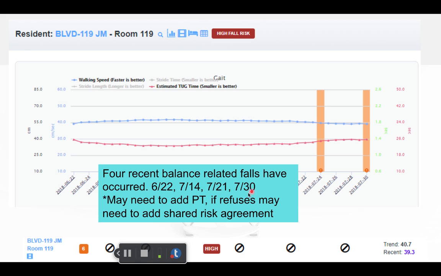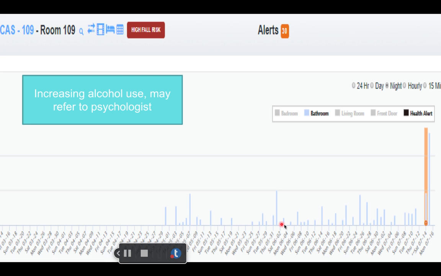They've also had some balance-related falls on the dates that are listed here. This individual refuses physical therapy, and so what they're considering is adding a shared risk agreement. It identifies that the facility and the staff are aware that the resident is at high risk for falls and does fall, but that the resident is refusing care, and it helps legally keep the facility from having a legal battle related to negligence or lack of proper care for that resident.